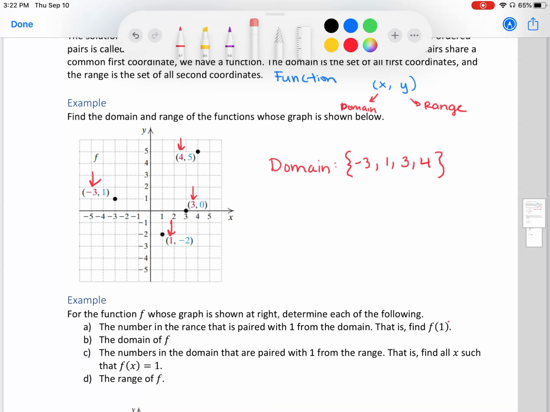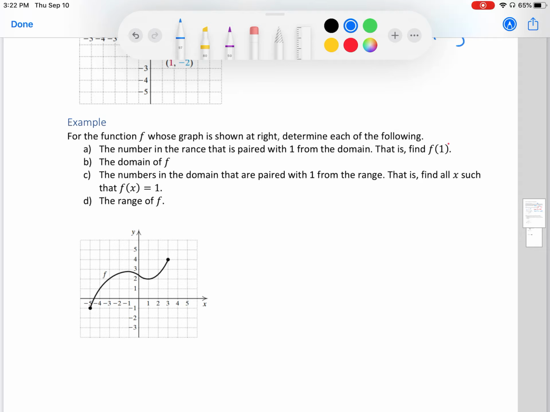What would our range be? Let me erase our markings. Our range would be the y, so the second number listed, such as 1, -2, 0, and 5. Let's write them from smallest to largest, so -2, 0, 1, and 5. That is our range.